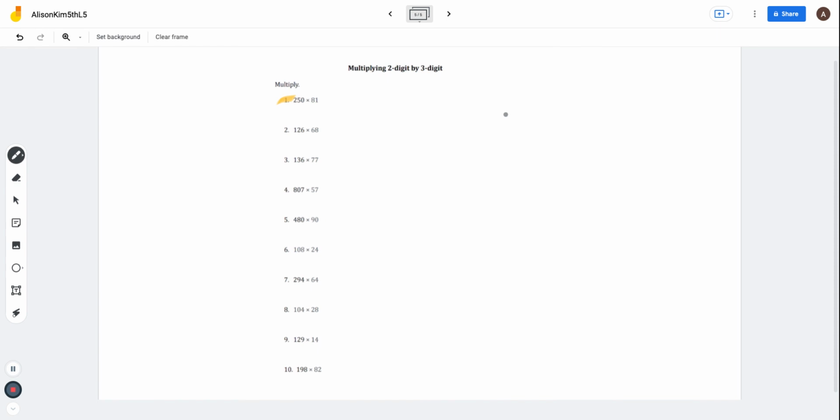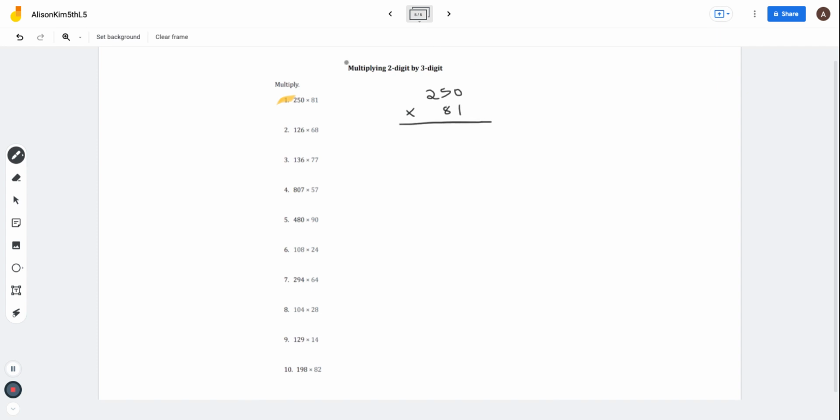Now we're going to be multiplying 2 digits by 3 digits. And we're going to do number 1 together. It gives us 250 times 81. When you're doing multiplication, it's easier if you put the number with the most digits on top. And in this case, 250 has more digits, so we're going to put 250 on top. And then you're going to multiply by 81.